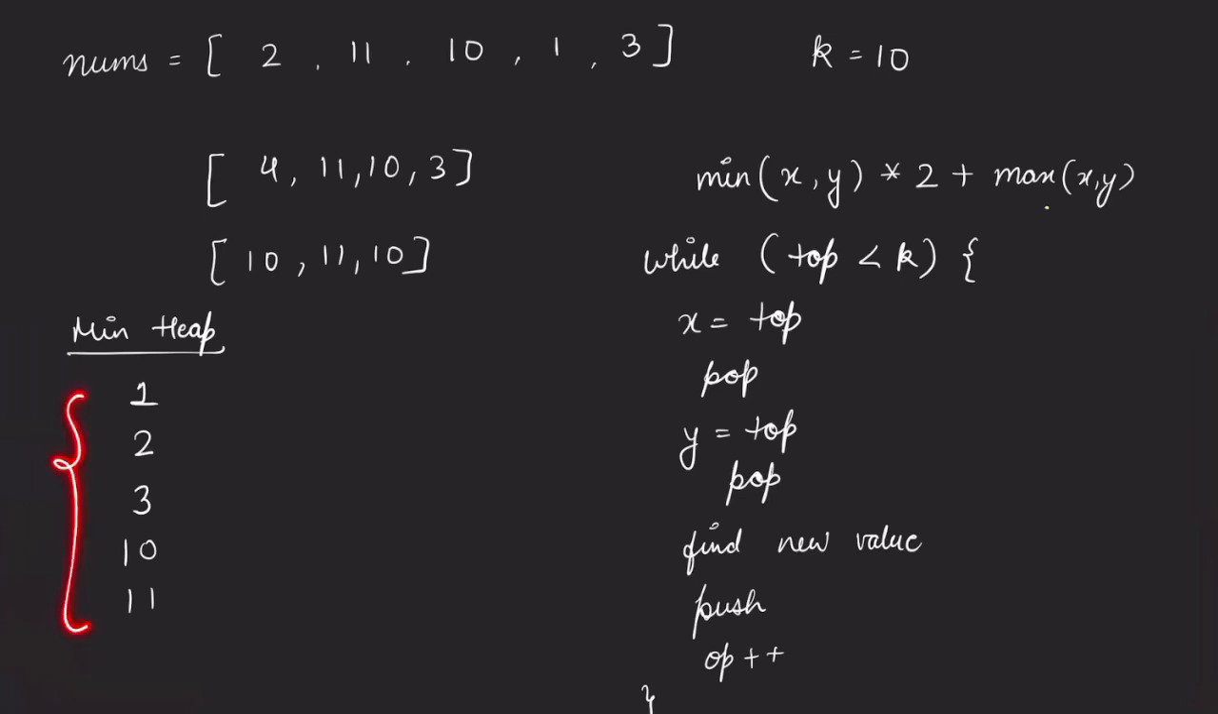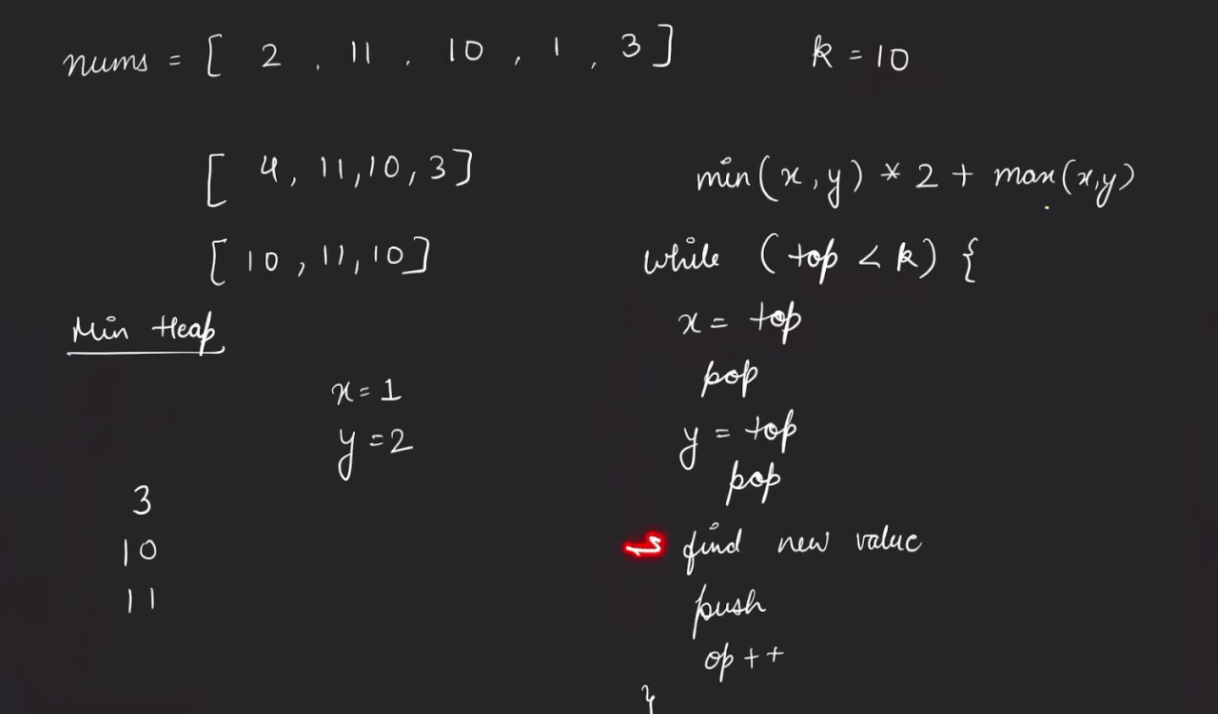So if we look at here, first of all, we'll check is the top less than k. So 1 is less than k, so yes it is, it will come inside. So in the x, we will take the top element. So x will be 1, and then we will pop it. So x will be removed from here. Then in y, we will take 2, and 2 will be popped from here.